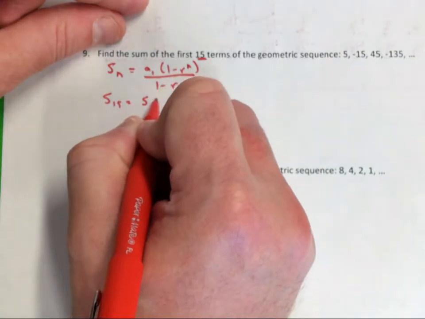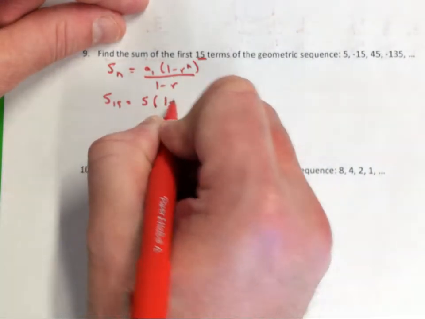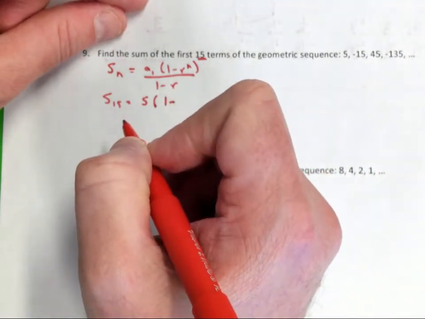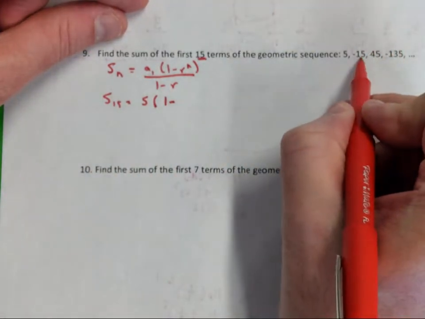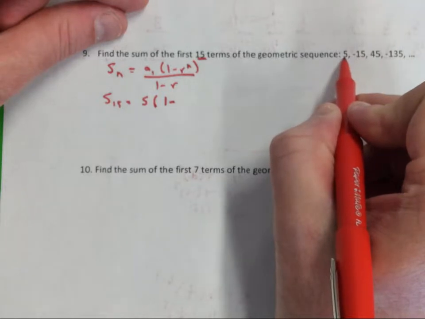5. Very good. Parentheses, 1 minus. We need to know our common ratio. How do you think we need to find our common ratio over here? Very good. Negative 15 divided by 5.